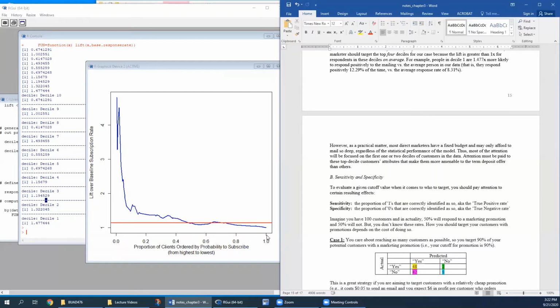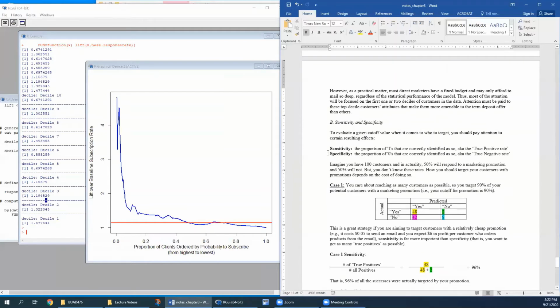So to help evaluate a cutoff like this top 40% we've been talking about, the top 4 deciles, you can use tools called the sensitivity and the specificity. So once we pick a proportion to target and we actually implement our targeted marketing, we can look at the sensitivity and specificity of the results. The sensitivity is the proportion of ones that are yeses that are correctly identified, which is known as the true positive rate. Specificity is the proportion of zeros or no's that are correctly identified, which is also known as the true negative rate.